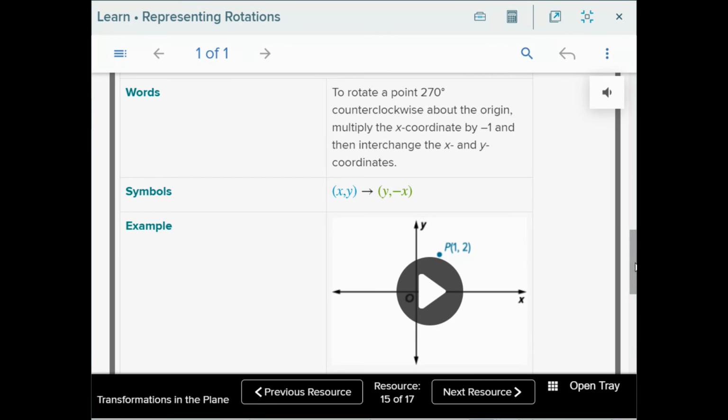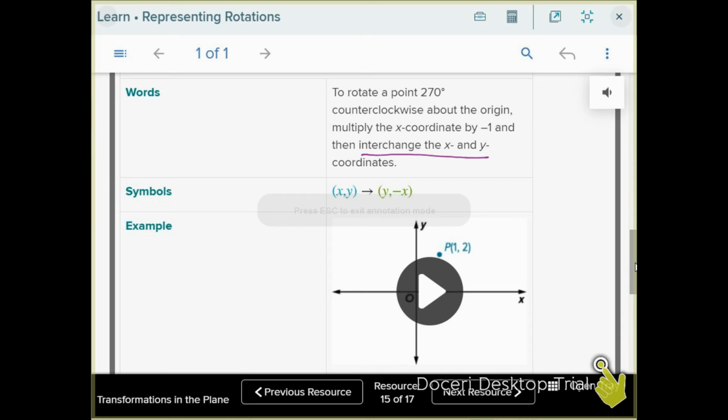To rotate 270 degrees is kind of backwards from rotating 90 degrees. We are still going to interchange x and y coordinates, but instead of multiplying the y coordinate by -1, we multiply the x coordinate by -1. So I'm going to do this a little bit backwards. Instead of multiplying first and then switching the coordinates, I'm going to switch my coordinates first. Instead of x, y, I'm going to have y, x. And my x is the value that should have the negative.